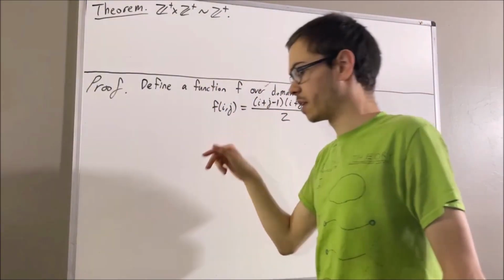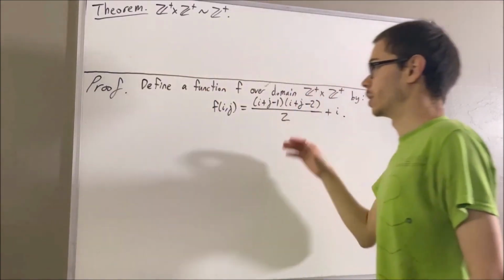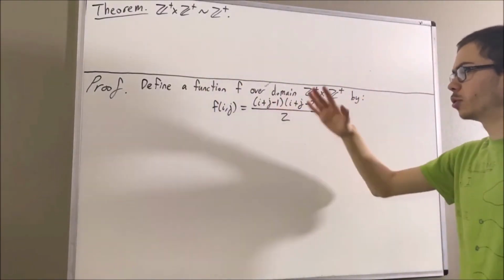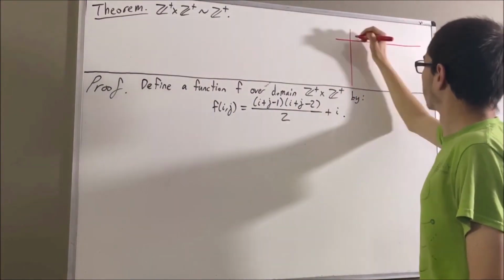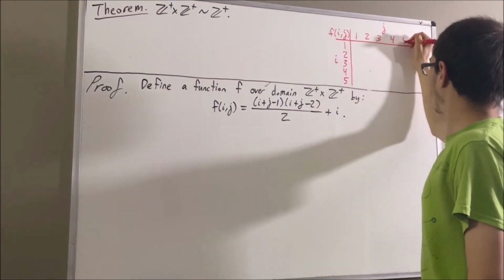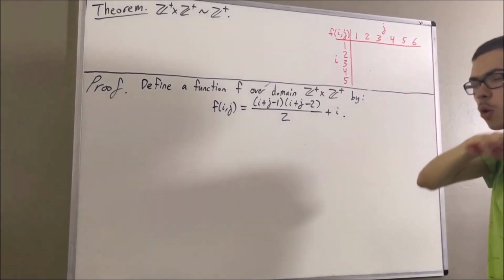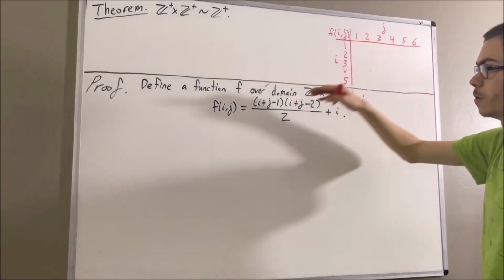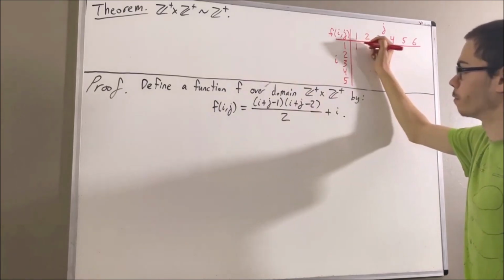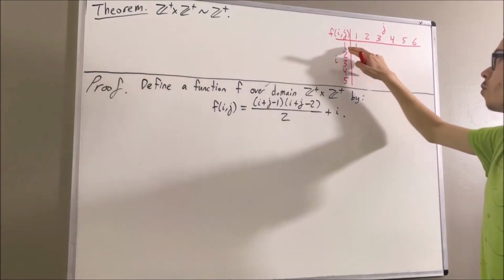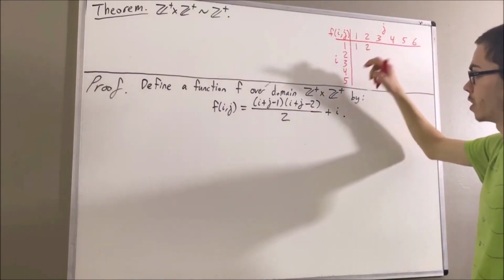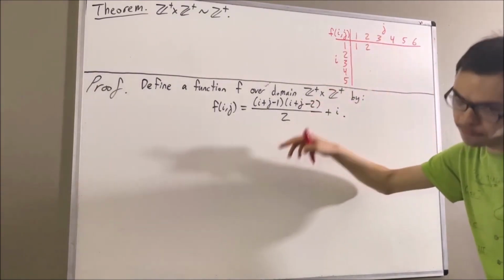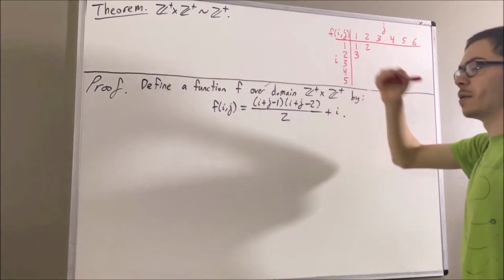So this is it. Now, before we get into the details of this proof, I would like to give a visualization of what this function looks like. Now, if you put the ordered pair 1, 1 into the function f, you're going to get an output value of 1. If you put the ordered pair 1, 2 into the function f, you're going to get an output value of 2. If you put the ordered pair 2, 1 into the function f, you're going to get an output value of 3. And check this out.